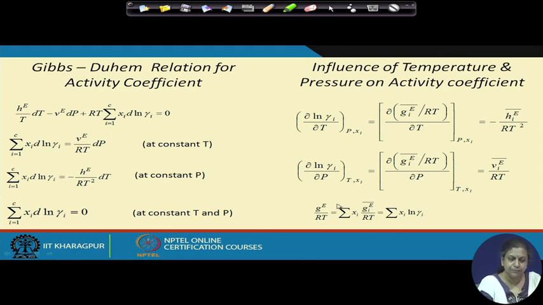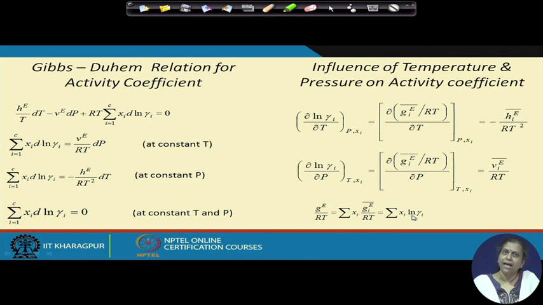And we know that γi is related with the excess Gibbs free energy. The partial molar Gibbs free energy of each and every component in the mixture is related by this equation, ln γi, and the excess molar Gibbs free energy of the mixture by this particular equation.